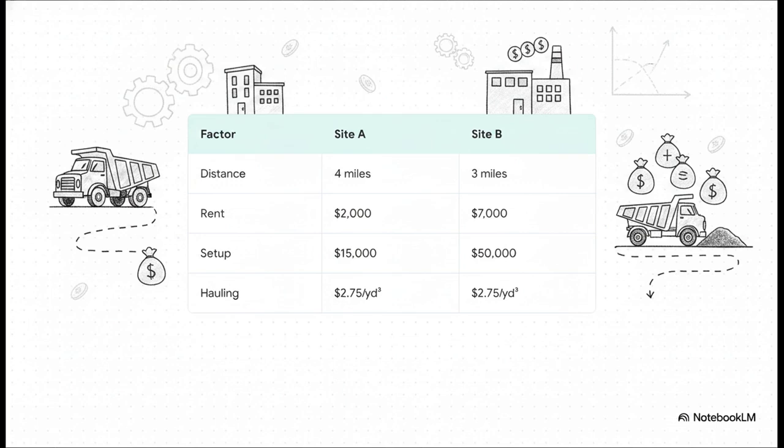Because hauling costs $2.75 per cubic yard mile, Site B cuts down the hauling distance, meaning its variable costs are much lower. We are directly trading off higher fixed costs for reduced variable costs.